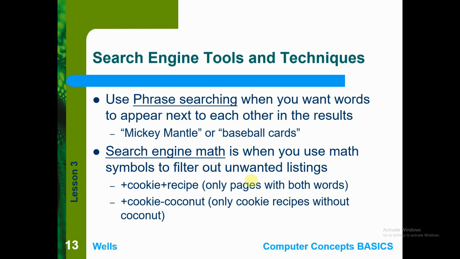Then we also have another technique of search engines, the search engine math. Math means using mathematical symbols to filter out unwanted listings. So for example, we have this version of the plus: cookie plus recipe. It will search out pages with both words. Both the words cookie and recipe will be searched and added to your search results. And for this one, cookie plus recipe and minus coconut, it means that only cookie recipes without coconut will be shown on your search engine results.